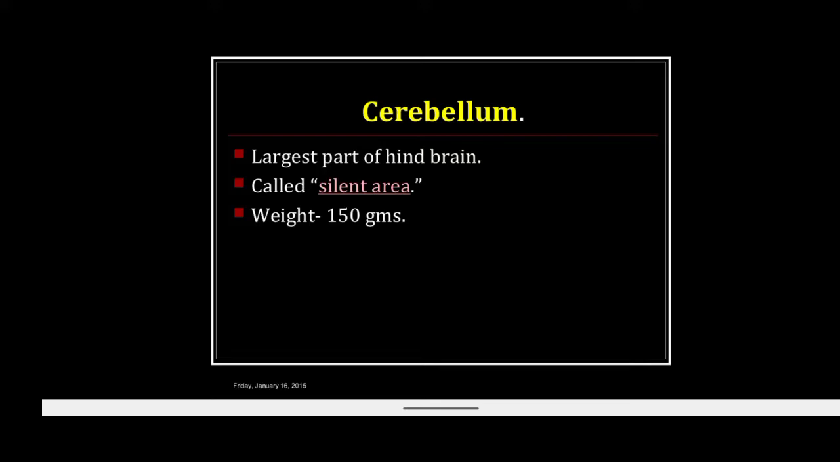And it is located dorsal to the brain stem. So, you all must be knowing about the brain stem, structure of the brain stem, and this cerebellum is located dorsal to the brain stem. So this is the largest part of hindbrain and second largest structure in the brain. Cerebellum means little brain, or it is also called silent area of the brain. Weight approx 150 grams.